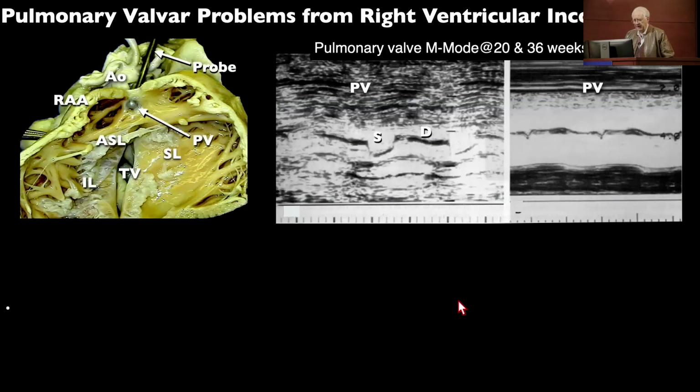So we talked about the pulmonary valve. You've seen this picture before. There's pulmonary atresia. At 20 weeks of gestational age, this patient had a beautifully normal opening of the pulmonary valve. But at 36 weeks, before the patient died at 38 weeks, this is what the motion of the pulmonary valve looked like in this very particular patient. So there's pulmonary atresia as a developmental problem, and one of the things to consider in this disease.